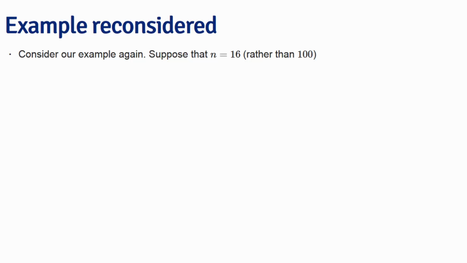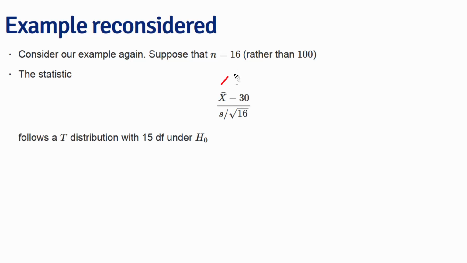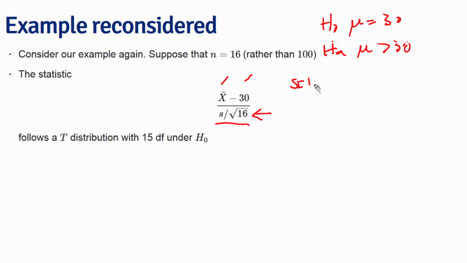Consider our example again. Suppose that n was 16 rather than 100. Then our test statistic remains the same. It's the sample mean minus the hypothesized mean, where remember we were testing H0: mu equal to 30 versus Ha: mu greater than 30. And then divided by the standard error of the mean, where we have square root 16 rather than square root 100, and recall s was 10.